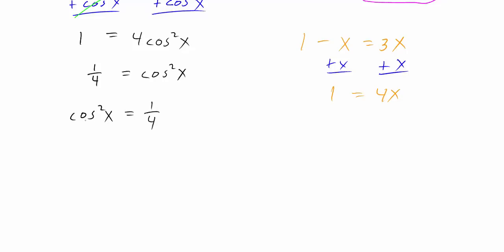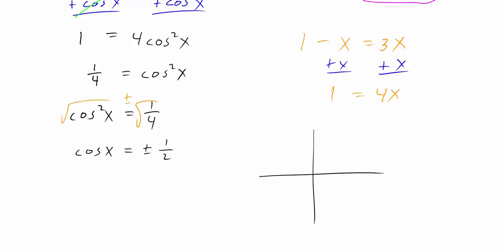And now we want to get rid of the square, so we would take the square root of both sides, which means that we have to put in plus or minus. So therefore, the cosine of x is equal to plus or minus the square root of 1, which is 1, and the square root of 4, which would be equal to 2. So then we just have to go to our unit circle once again and look at where do we have an x value of either positive or negative 1/2.